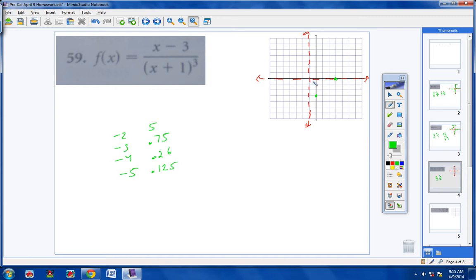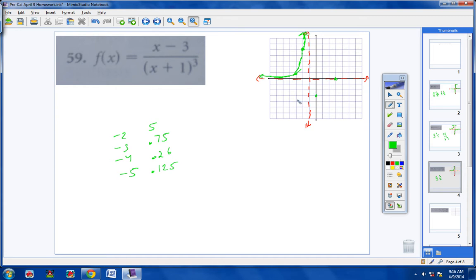So here we go. Negative 2, 1, 2, 3, 4, 5. And then negative 3 is 3/4. Negative 4 is here. Negative 5 is about right here. So as you can see, it's getting closer to the horizontal asymptote, then it's shooting up quickly. And just trust me, if you put in a number real close to this vertical asymptote, like negative 1.1, it's going to be really high. Okay, it's going to shoot up here.